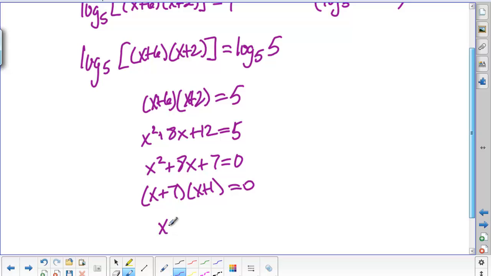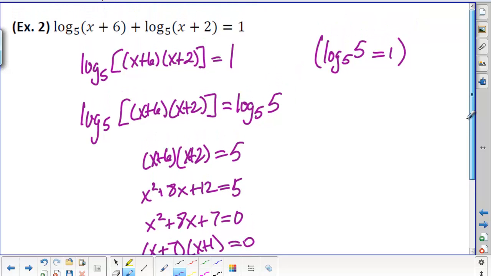And then our two zeros here are -7 and -1. So we get two solutions in the end, but again, are they both solutions? You go back to the very beginning. We've got -7 and -1. Do they both work?